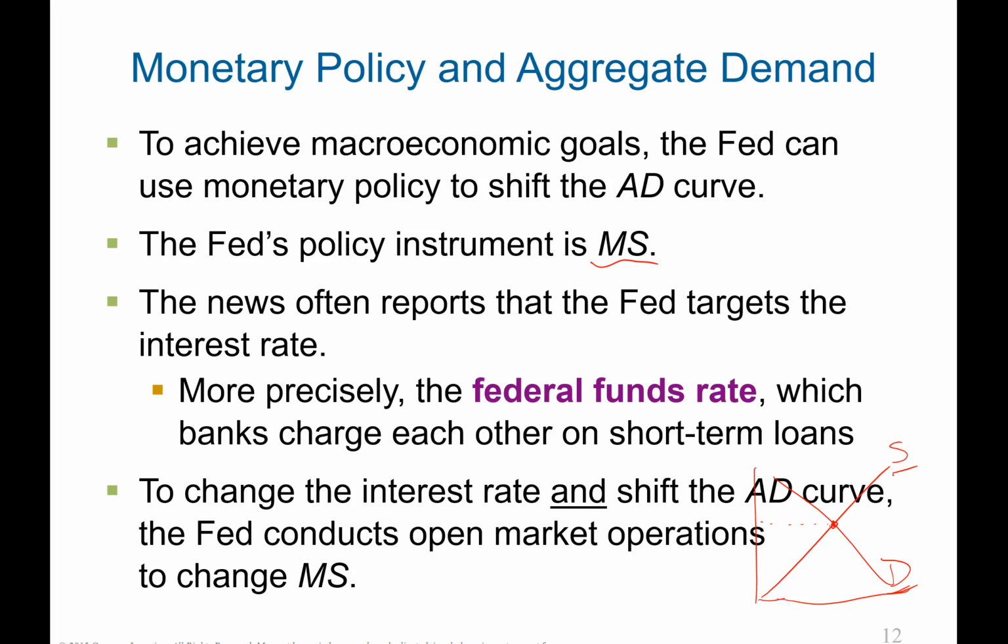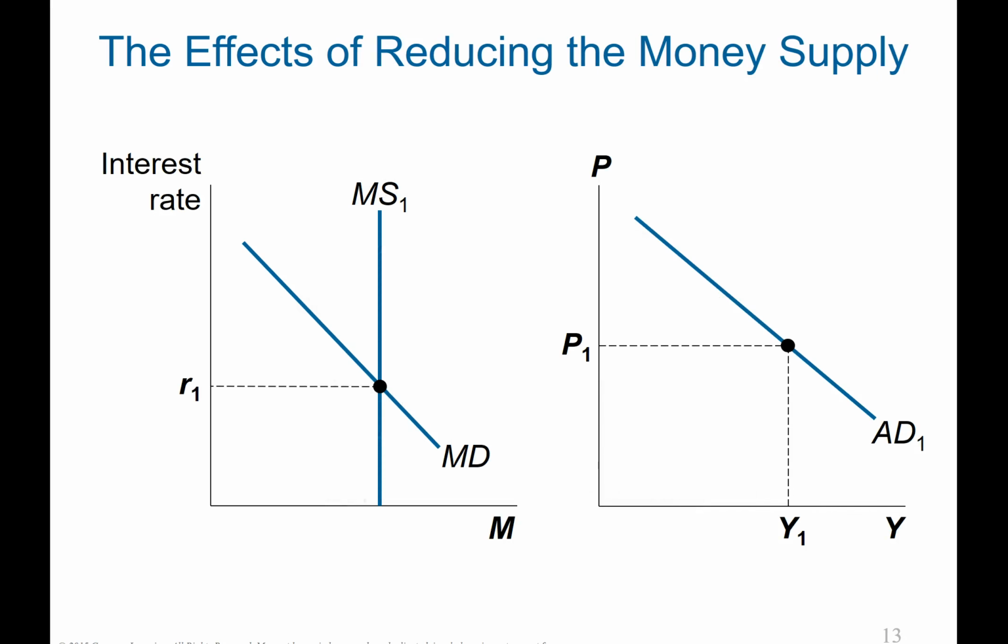To change the interest rate and then to subsequently shift the aggregate demand curve, the Fed conducts open market operations to change the money supply. So what they do is they make policies that affect the actions of the participants in this market without actually changing the market conditions itself. So let's take a look at what this looks like.